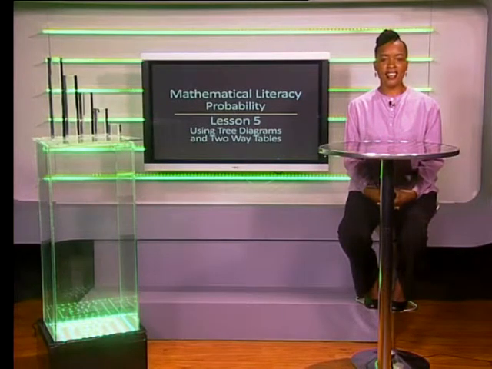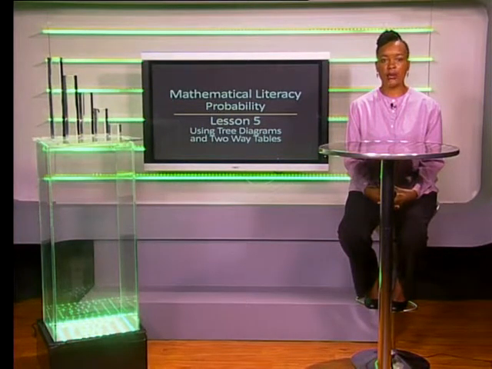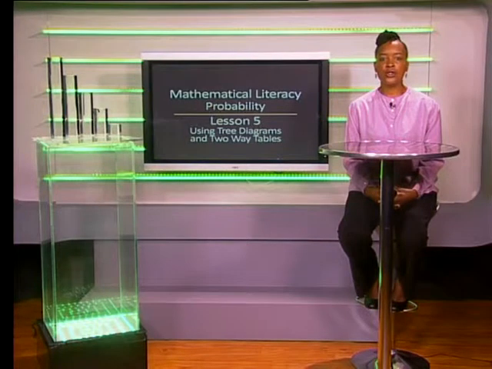Welcome, grade 10s. We are going to focus on using tree diagrams and two-way tables to make calculations in probability. These two methods will help us to find the total number of possible outcomes when finding the probability of an event happening. Let's join Laura as she shows us how to use tree diagrams to do this.